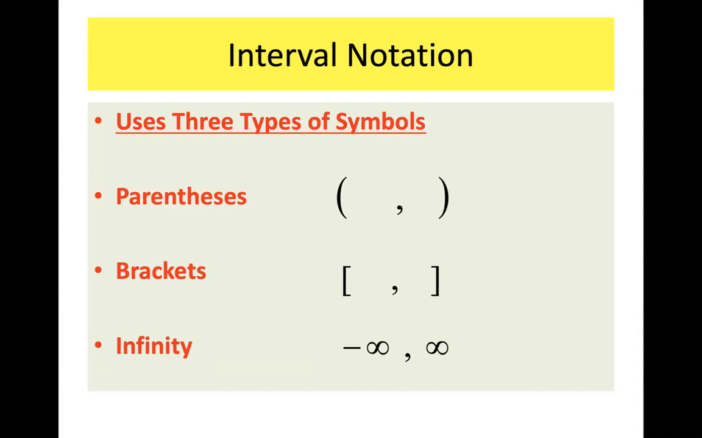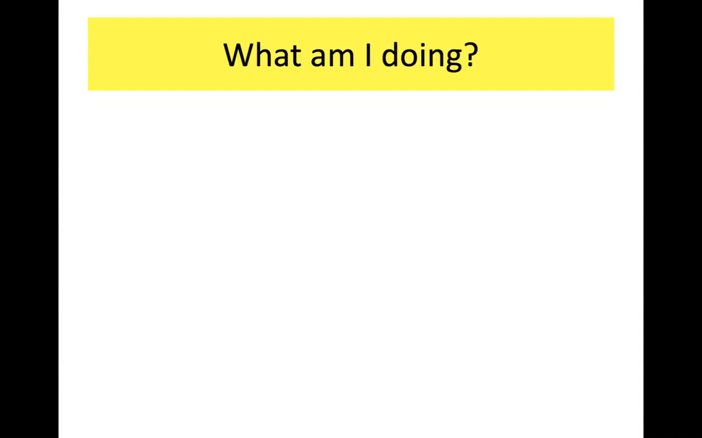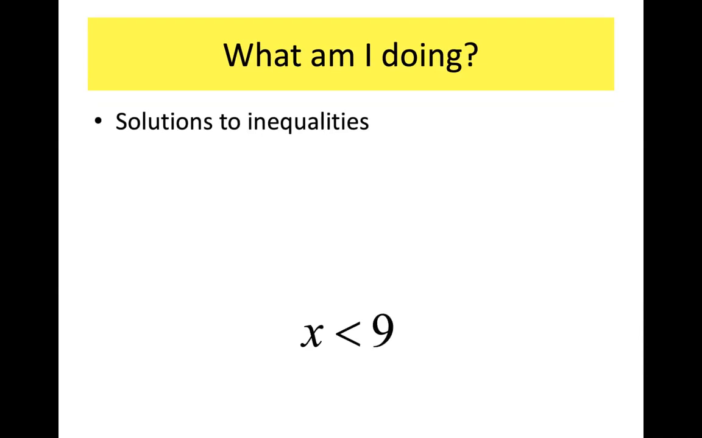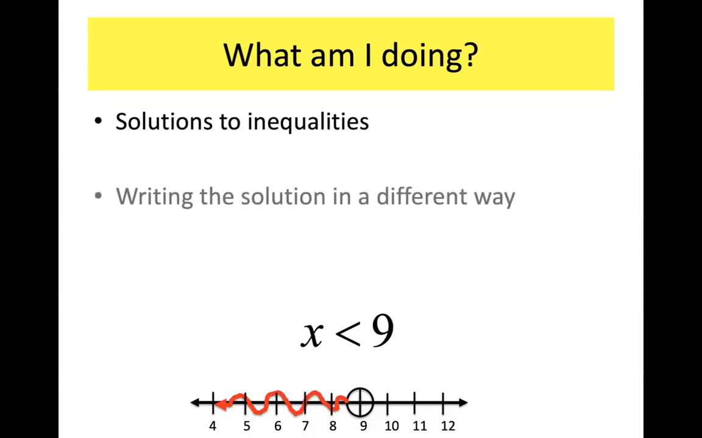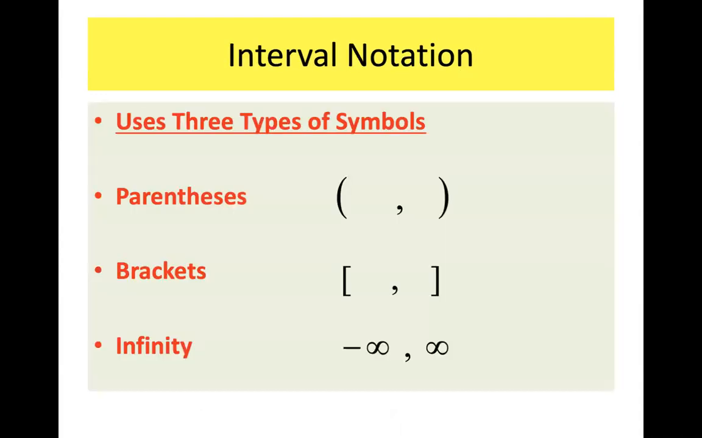We're going to use all 3 of those symbols right there to do this thing called interval notation. All right, so what am I doing? You're going to be writing solutions to inequalities. Well, there's one way of doing it. There's a second way. And then the last way is with this thing that I'm about to teach you called interval notation. So writing the solution a different way. We're not making a graph. We're not writing the inequality, but we're expressing the idea that the numbers are all smaller than 9 using this thing called interval notation, using those 3 symbols right there: parentheses, brackets, and the infinity symbol.